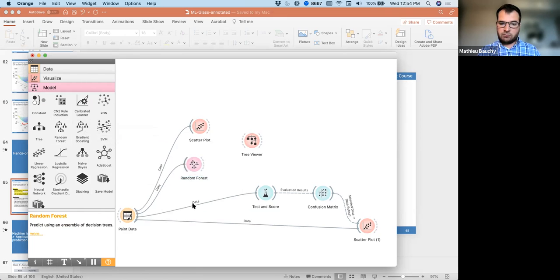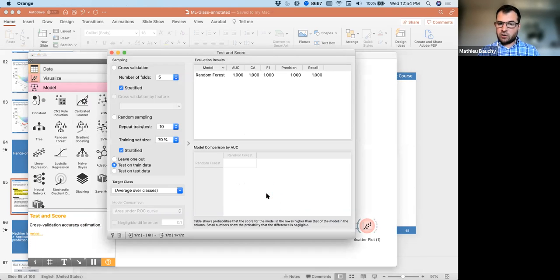I take the data, I feed that to the forest. So now the forest is going to be an ensemble of trees. And I can now feed the forest to this widget test and score. And now if we look into this, the classification becomes 100%. It means that by replacing the tree by a forest, the model now has a perfect accuracy.